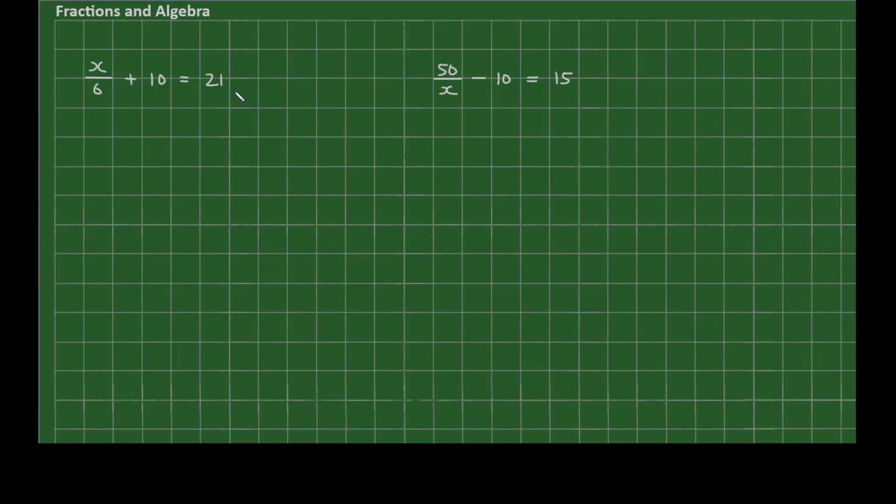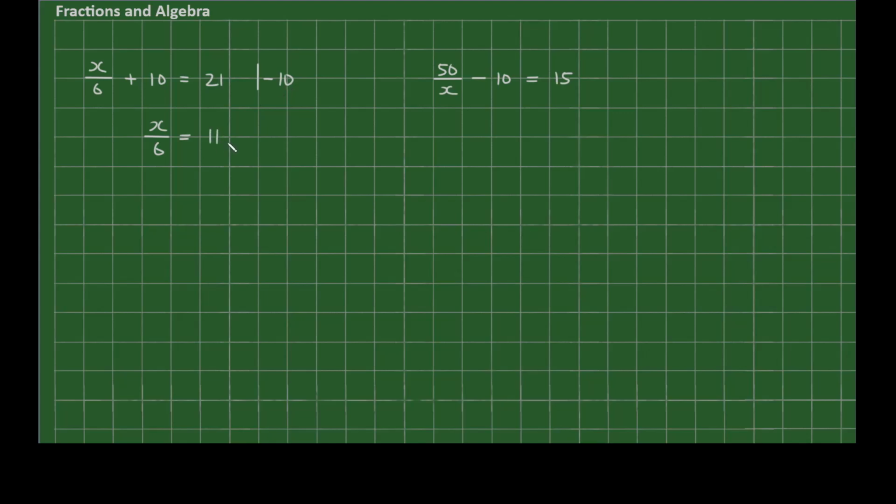In order for x to stand on its own, at some stage I need to transpose the positive 10 and I need to transpose this 6 that I'm currently dividing by. I'm going to transpose in the reverse order of BODMAS. And so the first thing I'm going to do is transpose the positive 10 by subtracting it from both sides. Plus 10 minus 10 is 0, leaving me with x over 6 on the left-hand side. On the right, I will have 21 minus 10, which will give me 11.